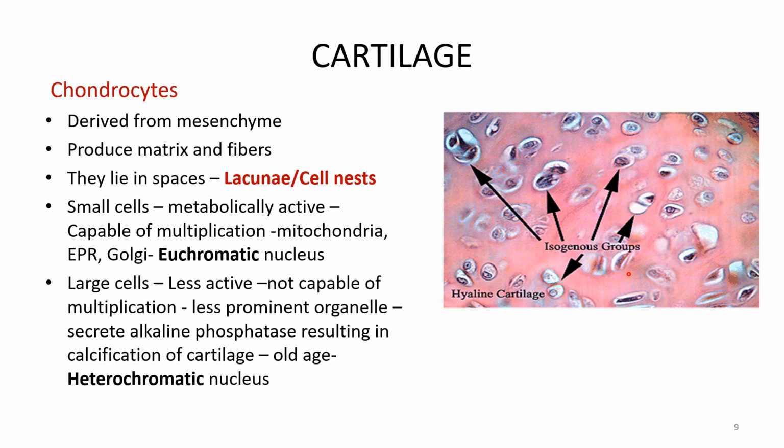The large cells secrete alkaline phosphatase, resulting in calcification of the cartilage, which is seen in old age. The calcification of cartilage is seen in old age, and the nucleus of the larger cells is heterochromatic. So compare the heterochromatic nucleus of the large cells with the euchromatic nucleus of the smaller cells.